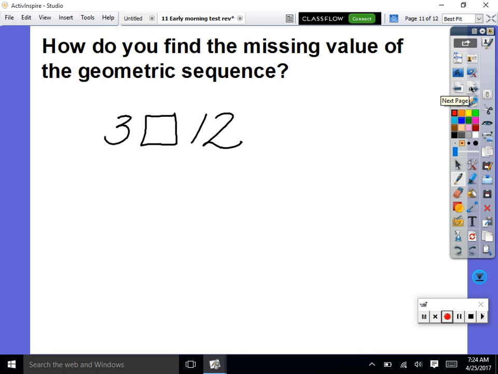Okay. This test is almost too easy. How do you find the missing value of the geometric sequence?